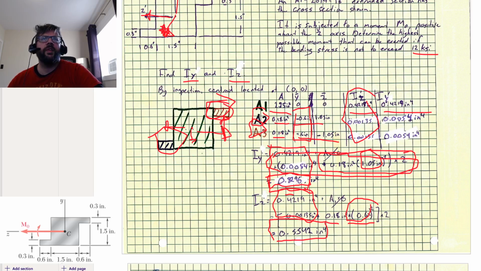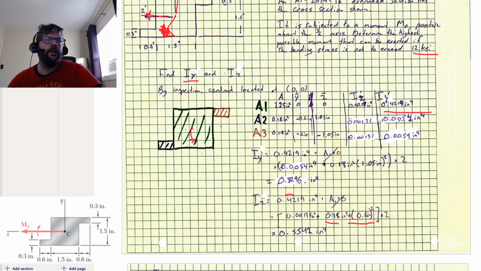So respectively, this value here is the I that you get for rotating about that axis, whereas this is what you would use for rotating about this axis. It's not surprising that that one's larger, because again, it's got the bits that are a bit further out.